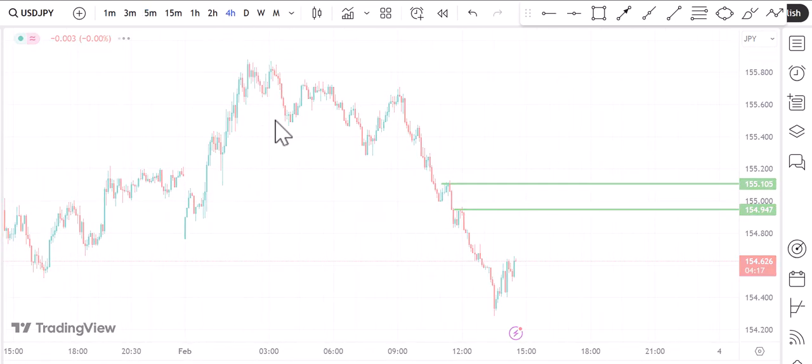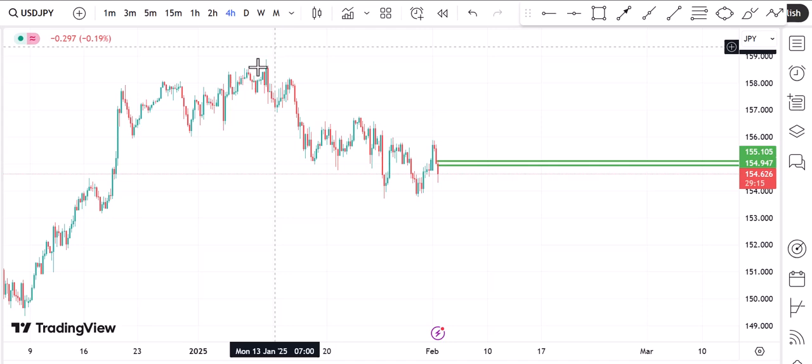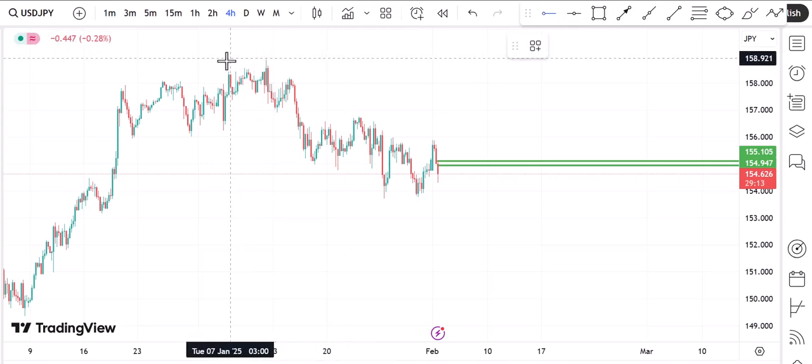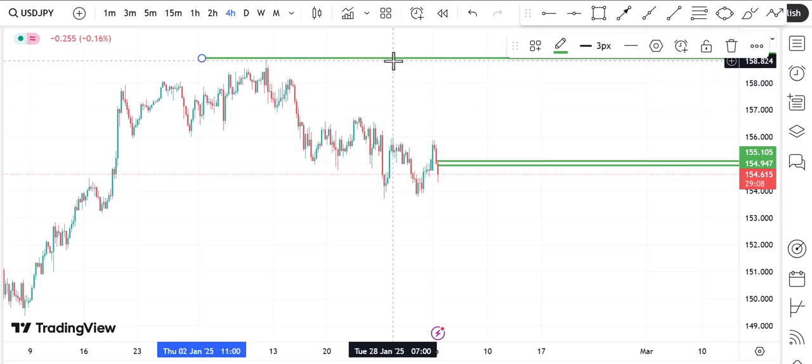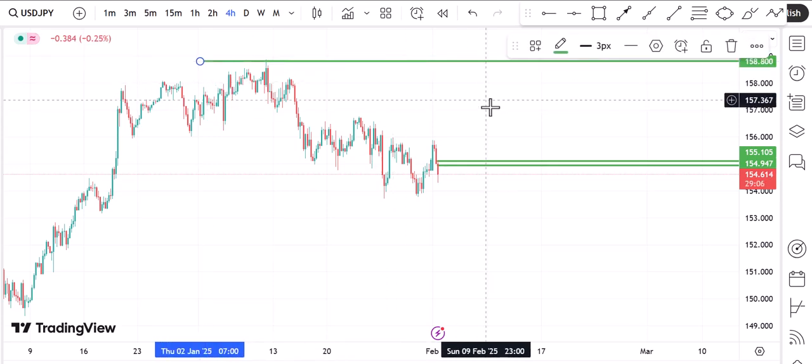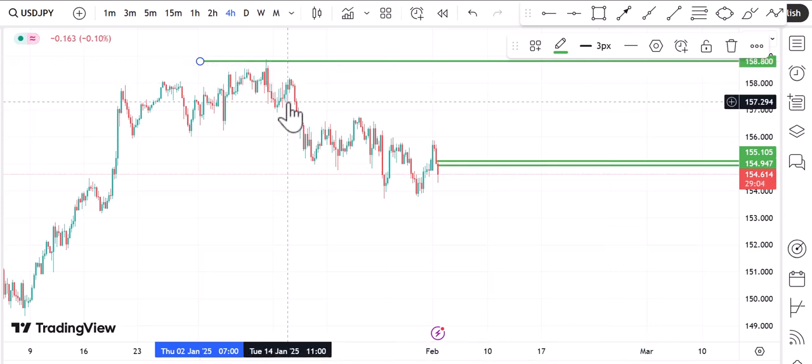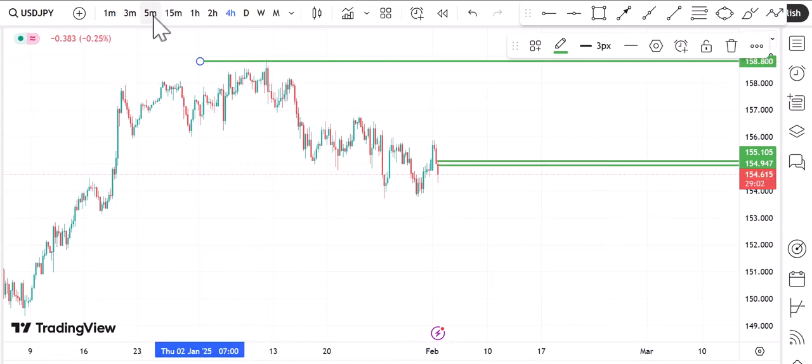Now if you look at the 4-hour time frame, let's mark this side. Let's see the same strategy. So if you want to trade USDJPY and EURUSD, I want you to use the same strategy. It's very effective.